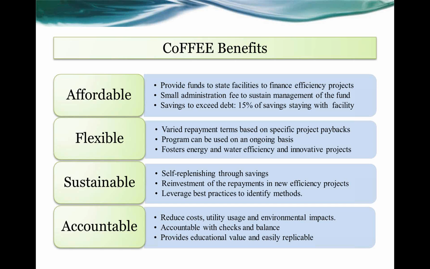And it's accountable. We want to make sure that everything's done with checks and balances. And obviously, we want to reduce costs, utility usage, and environmental impacts; that is overall our main goal. We really want to target reducing the utility bills for the agency. That's the main part of this whole program. Of course, we really want to make it as simple as possible. It's government, so there's a lot of administrative things we have to go through, and we really try to cut down as many steps as we can, to make it easy for the facilities and easy for us to manage.